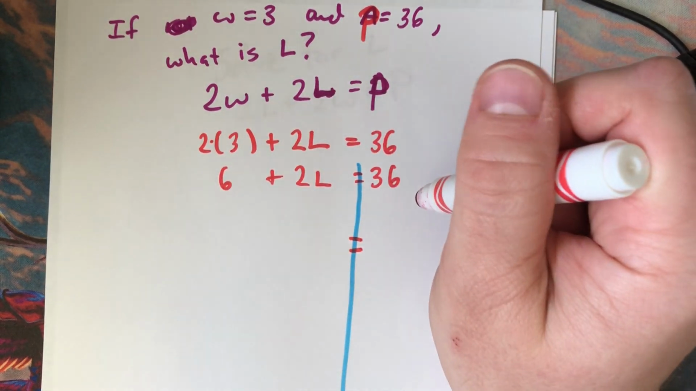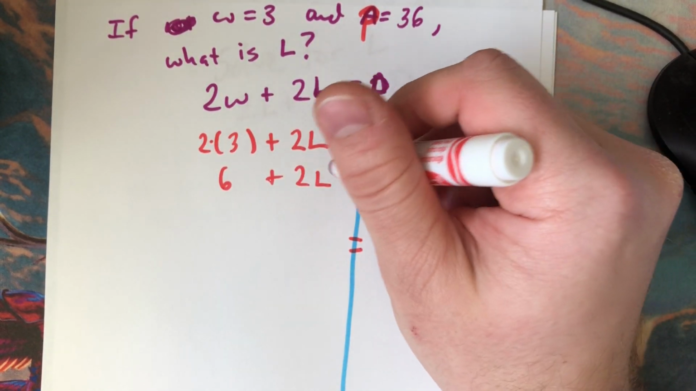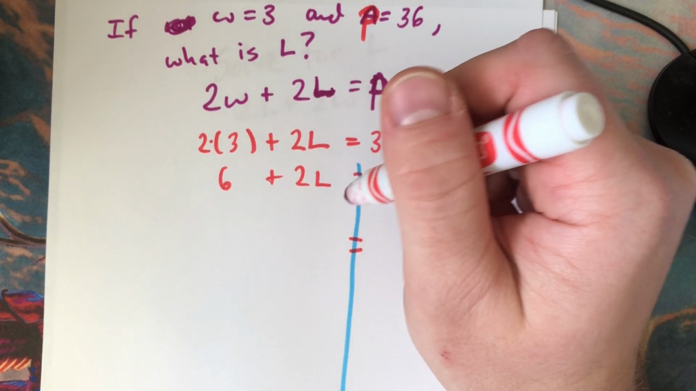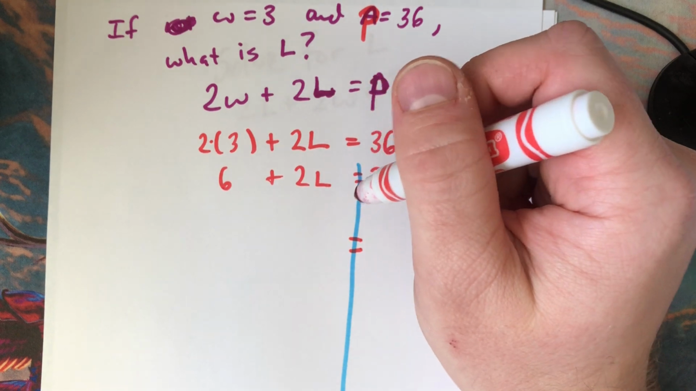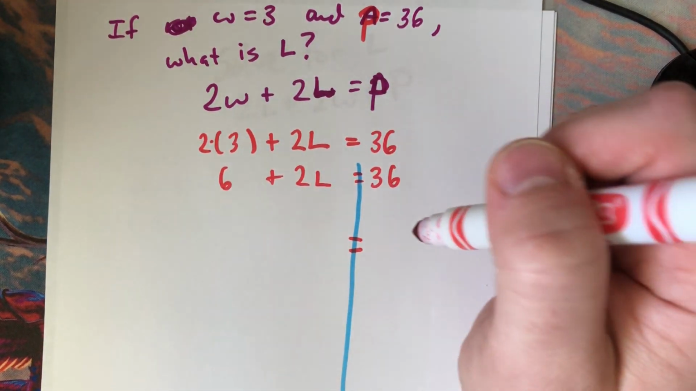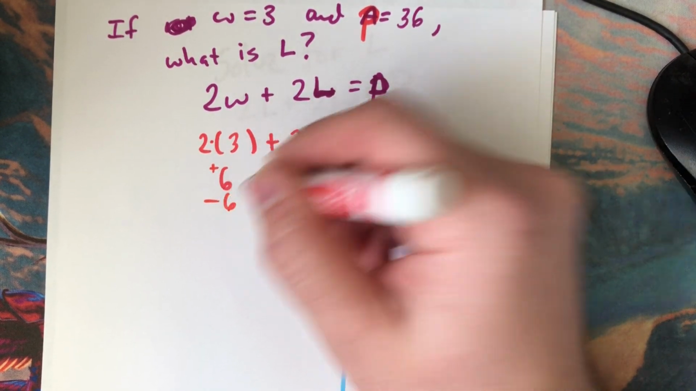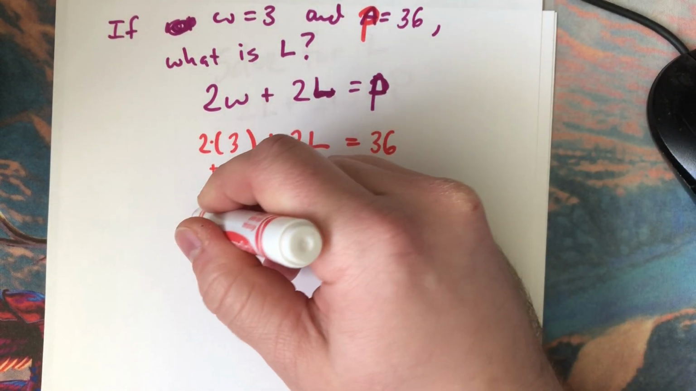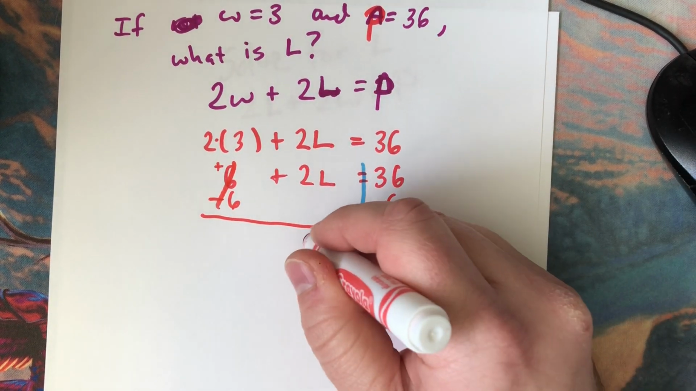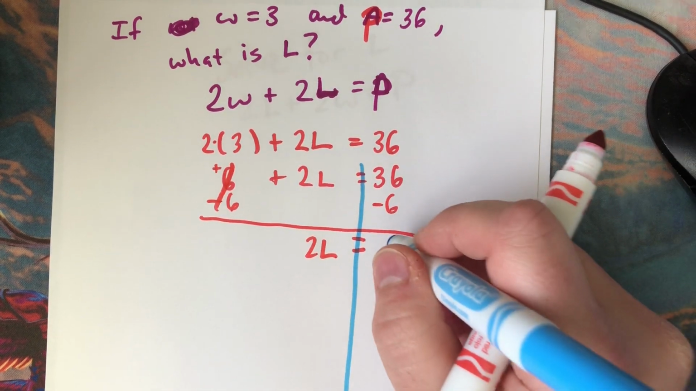Well, we just use our solving moves. So our first solving move is we take any x's or y's and we move them away. Sorry, what am I thinking of? We do any pluses or minuses, right? So to get the 2L by itself, I see this is a positive 6, so I'm going to subtract 6 from both sides of our equation. So now they cancel. Over here we have our 2L, and over here 36 minus 6 gets us 30.